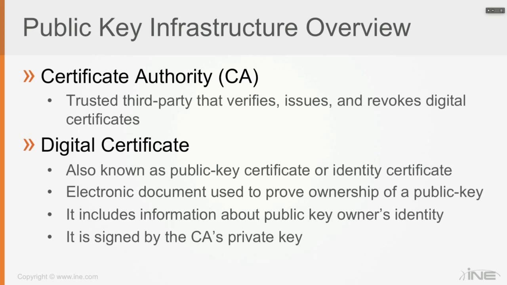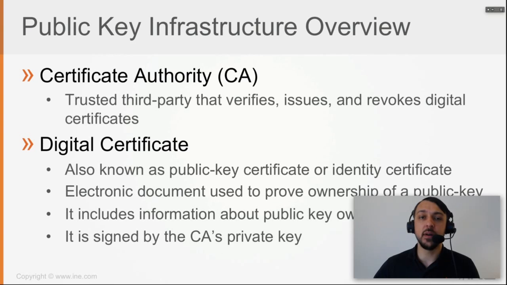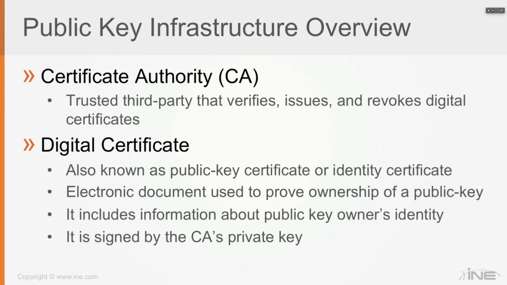And of course, it includes information about the public key owner's identity, not only the public key, because that's the whole scope of PKI. When I send my public key to you, I'm not going to send only my public key, but I'm also going to send some identity to you, so that you can verify that the public key belongs to who it should belong to, which is myself. And the digital certificate is also going to be signed by the CA's private key. So this is the scope of the CA.